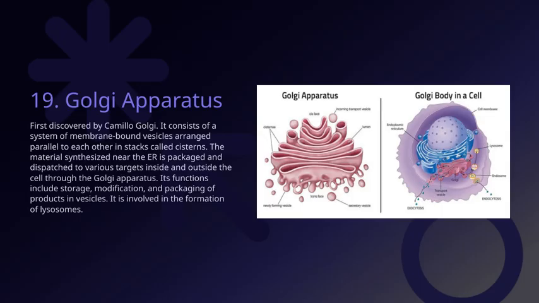Its main functions include storage, modification, and packaging of proteins and other products. These are then sent to their correct locations. Additionally, the Golgi plays a key role in forming lysosomes, which are the cell's waste disposal units. Overall, the Golgi apparatus is vital for ensuring that proteins and other molecules are properly processed and directed, supporting the cell's overall function and health.